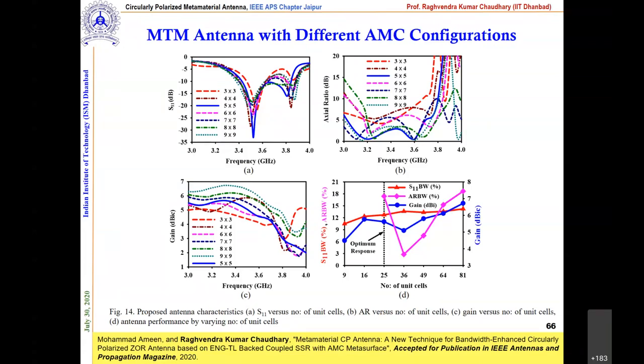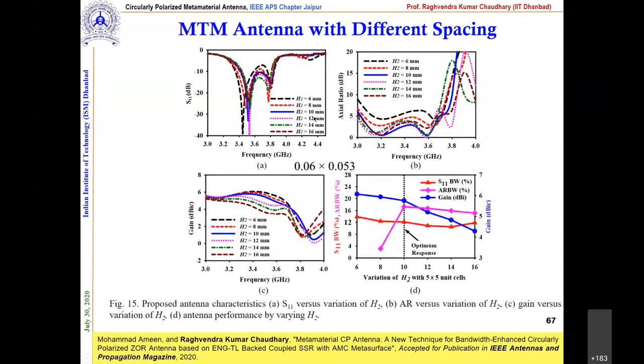And this is a sufficiently large distance to back this antenna. Further, we ran some simulations over different heights. What we found is that these heights somewhat disturb the matching, but overall the bandwidth remains. One thing it affects is your axial ratio. We observed that this affects your axial ratio.